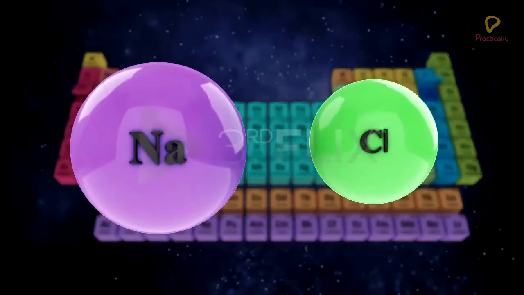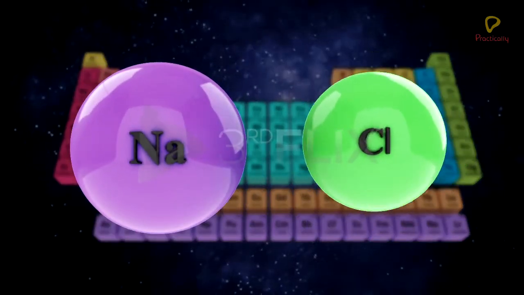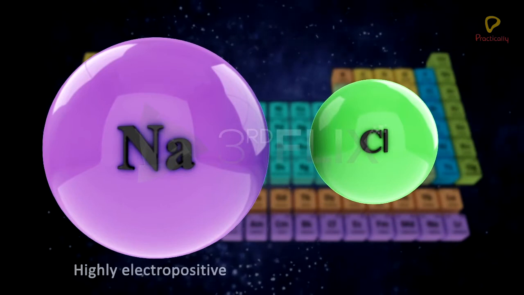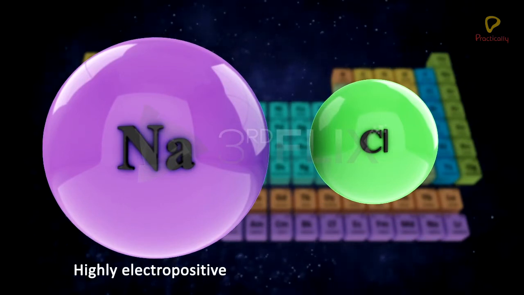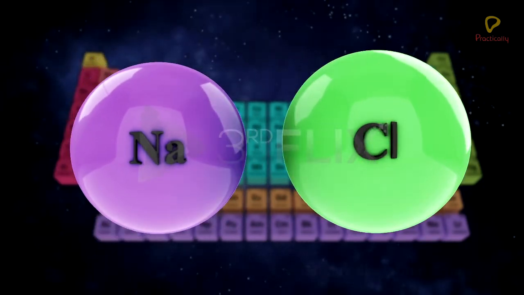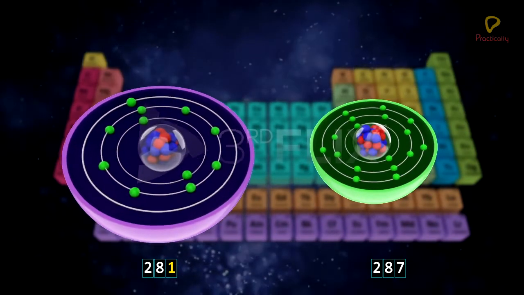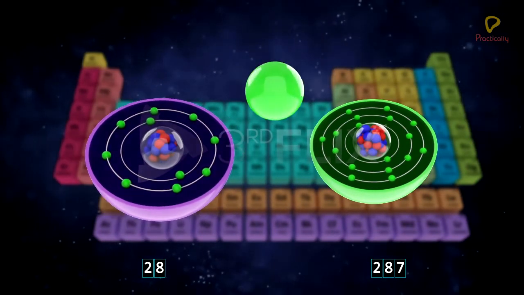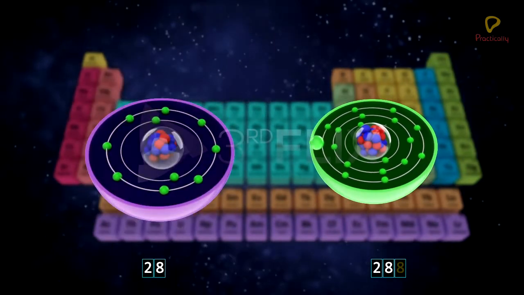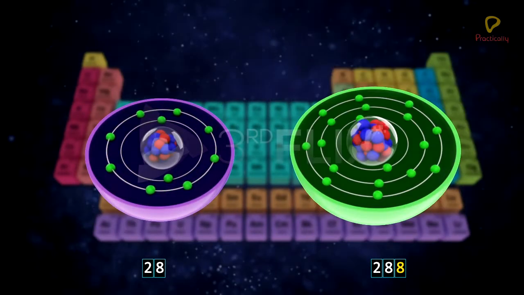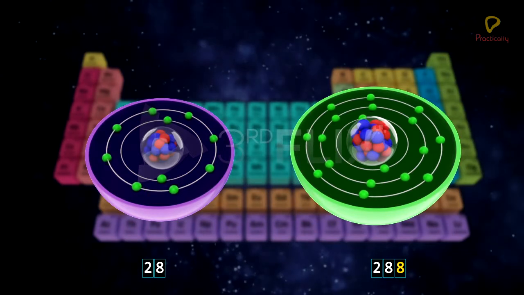Consider two atoms, sodium and chlorine. Sodium is highly electropositive or less electronegative. Chlorine is highly electronegative. Further, sodium atom should lose one electron and chlorine atom should gain one electron to attain their nearest stable noble gas configuration.